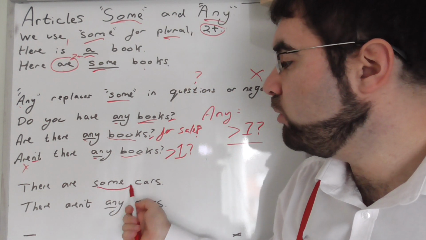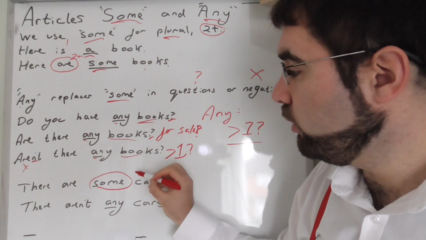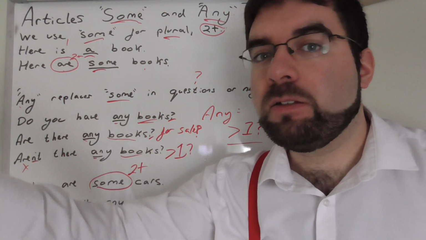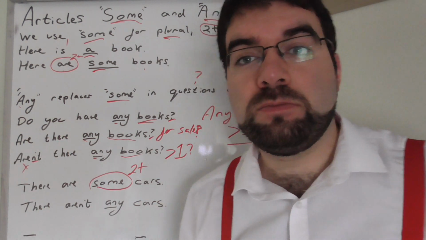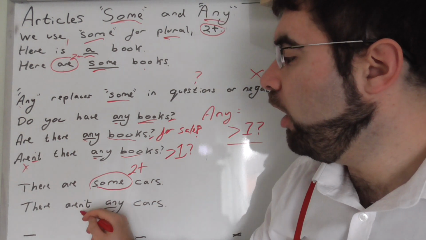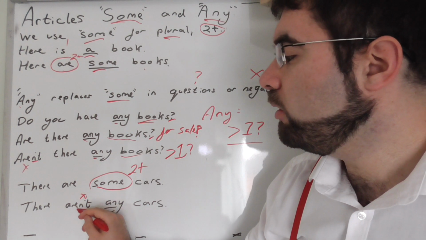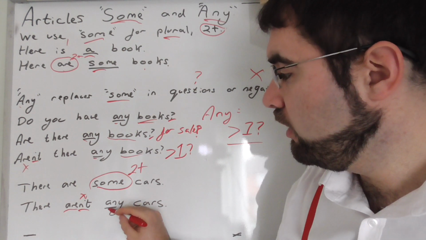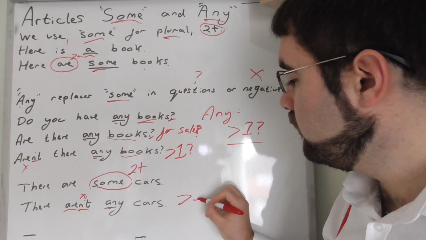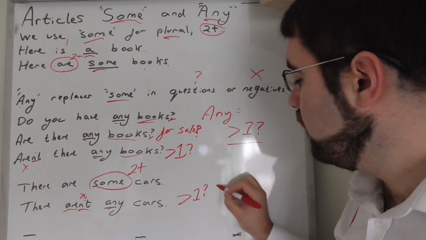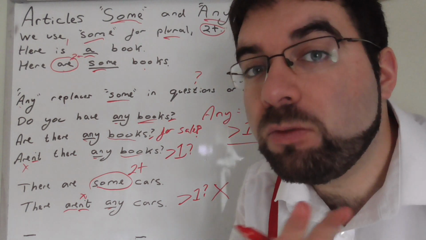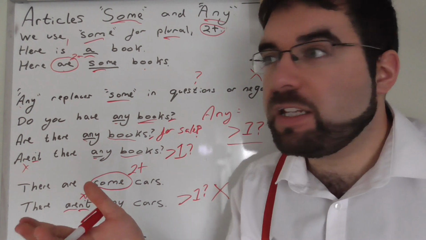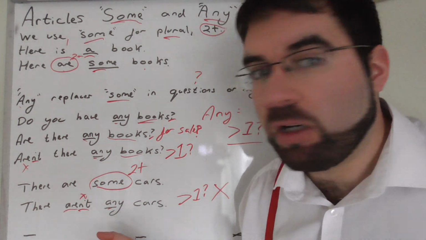Are there some books? Again, plural, 2 plus. Are there some books over there? Are there some books over here? There aren't. Are not. There aren't any books. Any, not even one. Not even one. There aren't any routes. There aren't any people in the party or at the party.